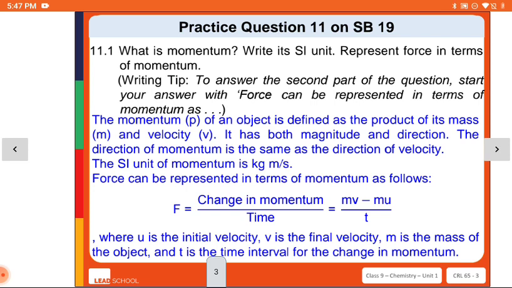How can a force be represented in terms of momentum? Force is equal to change in momentum upon time. Change in momentum means final momentum minus initial momentum, upon time. The final momentum is mass into final velocity, and the initial momentum is mass into initial velocity, upon time.